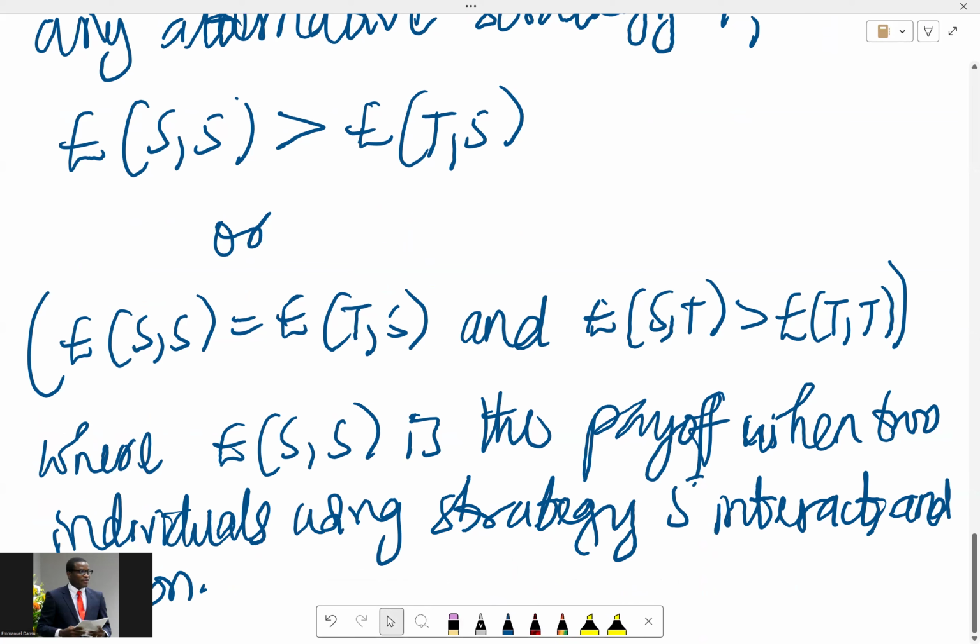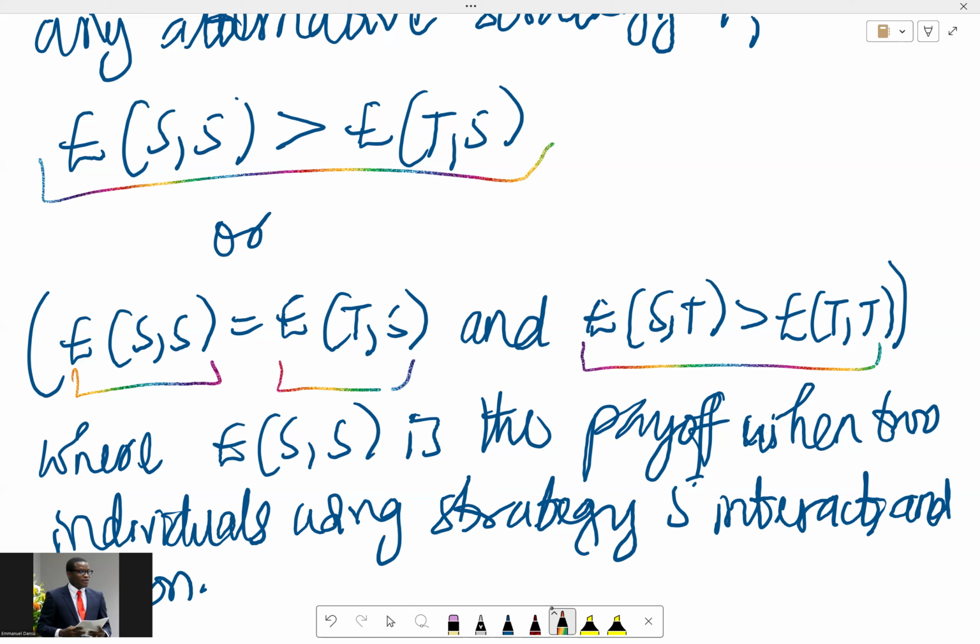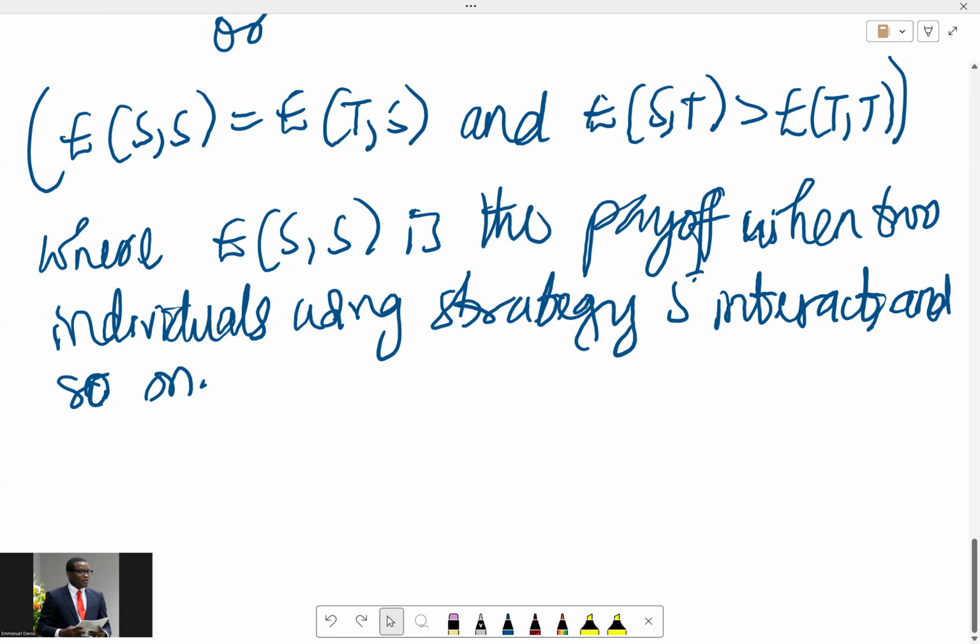Or in the other context, the expected value when the two players use strategy S is equal to the expected value when the first player is using strategy T and the second player is using strategy S, and at the same time, the expected value when the first player is using strategy S and the second is using T is greater than when both of them are using strategy T. I think this is very easy to understand: once one of them is using a different strategy from S, the expected value is less than when both of them use strategy S, which is said to be the evolutionarily stable strategy.